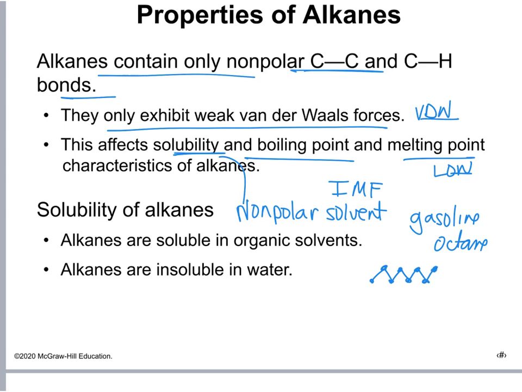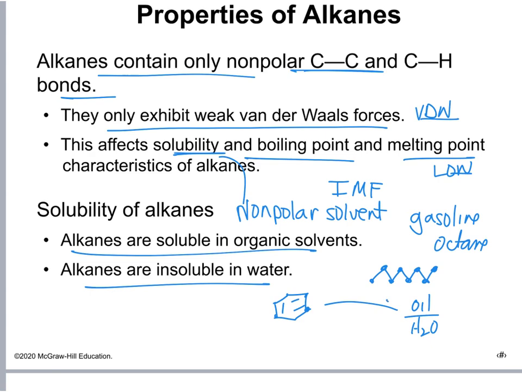And you know that oil and water are going to make 2 different layers, okay, because they're insoluble in water. Alkanes are going to be soluble in organic solvents. So if you take gasoline and you have something like benzene, which is an aromatic hydrocarbon, that's going to be found in the oil layer, and you would not find it in the water layer.